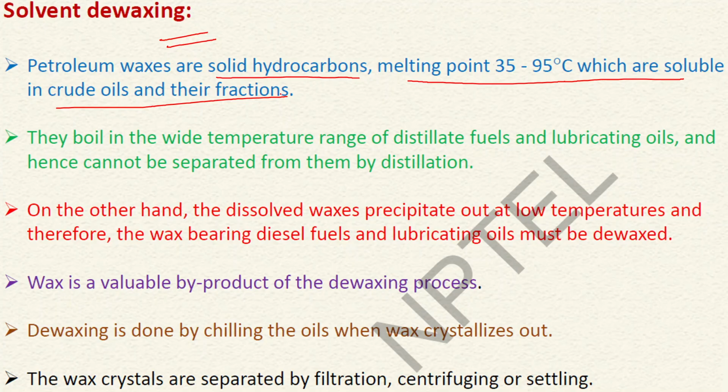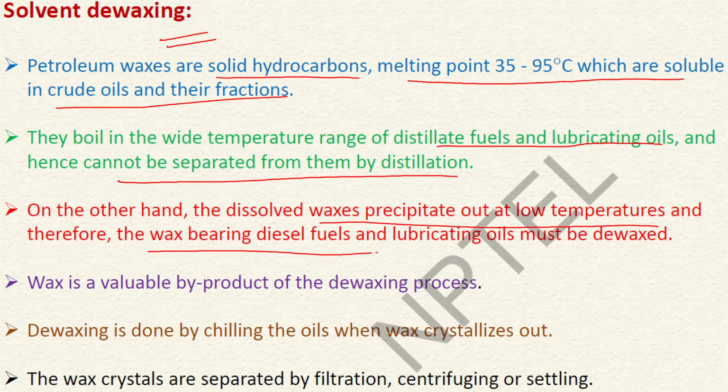Therefore, it is very difficult to remove wax content through distillation. They boil in the wide temperature range of distillate fuels and lubricating oils and hence cannot be separated by distillation. On the other hand, the dissolved waxes precipitate out at lower temperature, so the wax-bearing diesel fuel and lubricating oils must be dewaxed.